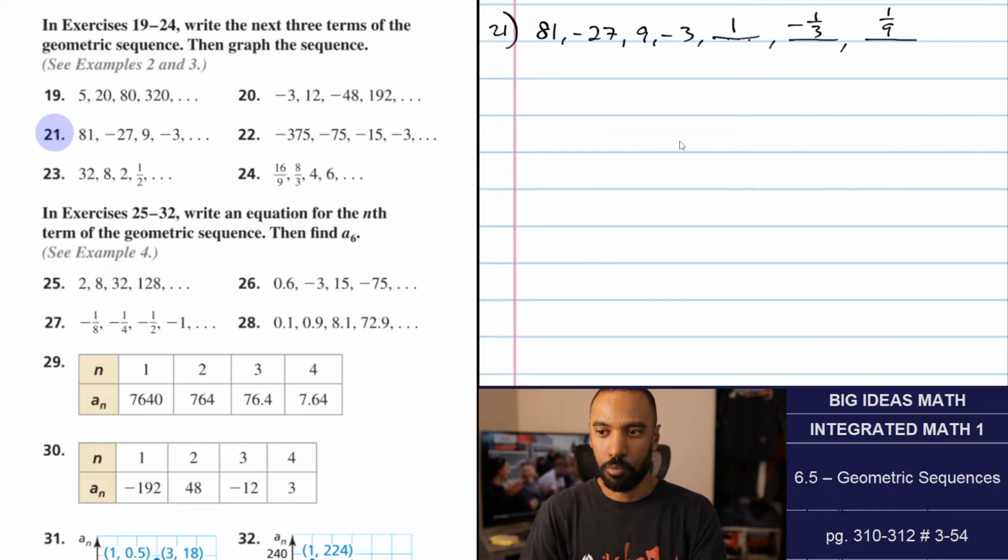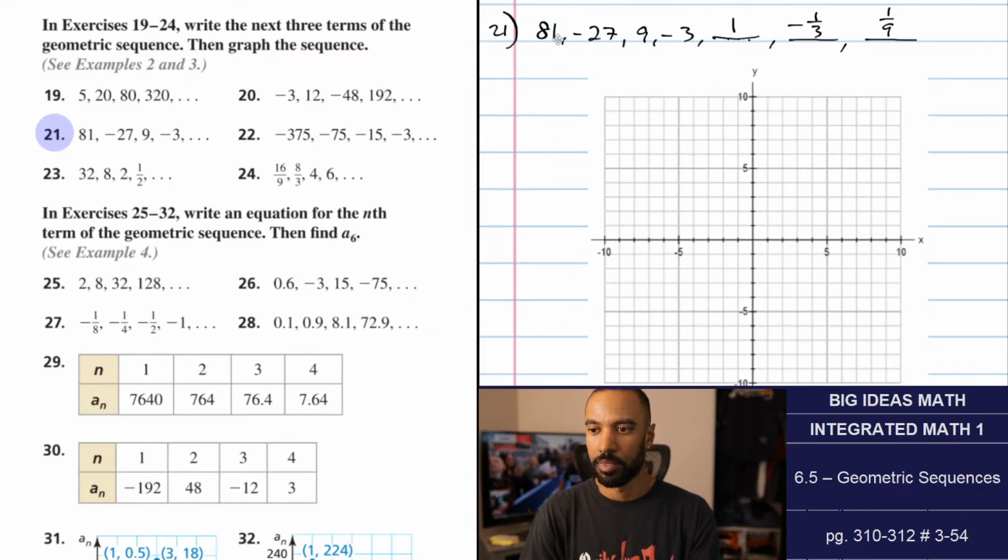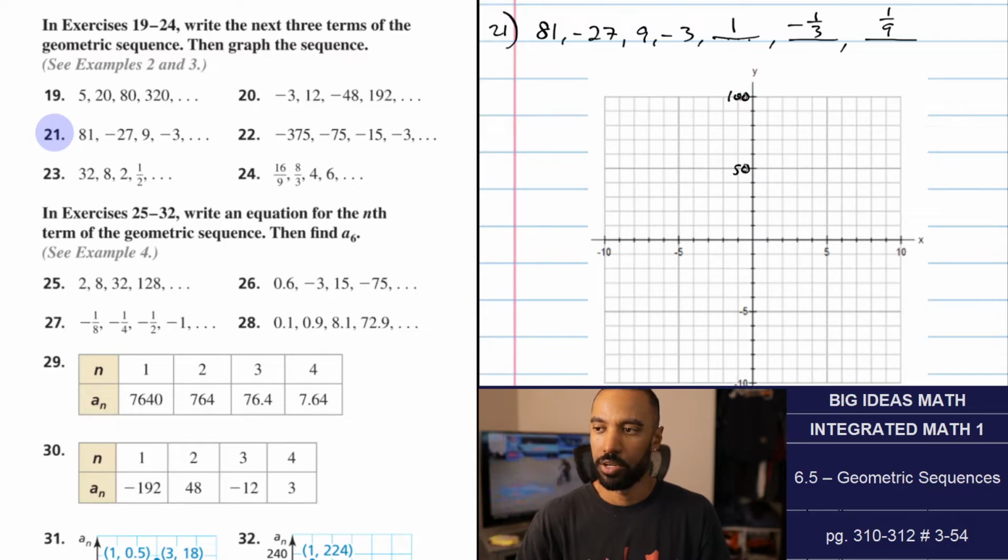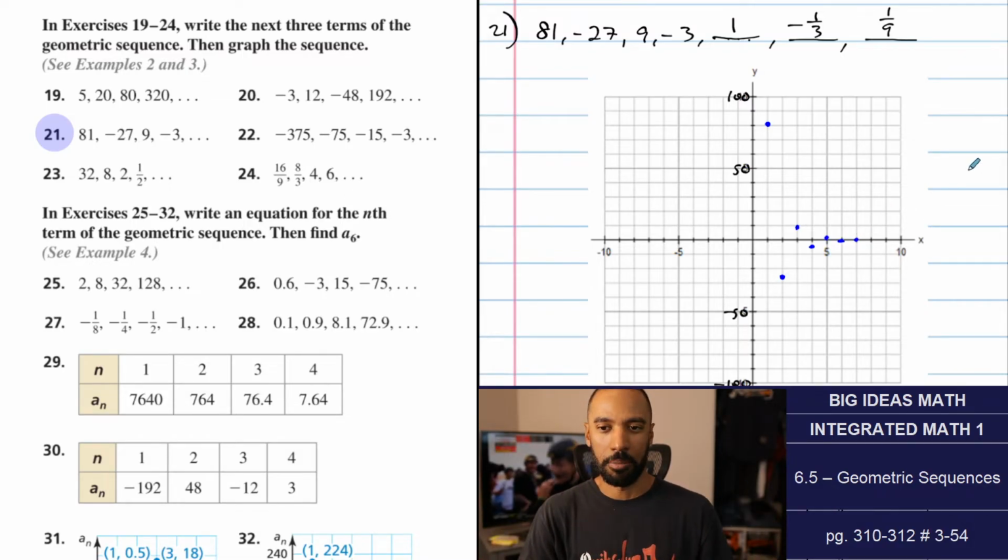So let's still graph that from what we do know and have. 81. Let's go by tens on these. So I'll make this 50. 100. So 81 is... Excuse me. It's the first term right here. And then negative 27. Positive 9. Negative 3. 1. Negative 1/3 and 1/9. Approaching the asymptote, but from top and bottom is how those guys are working there.